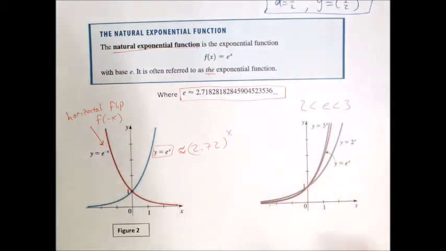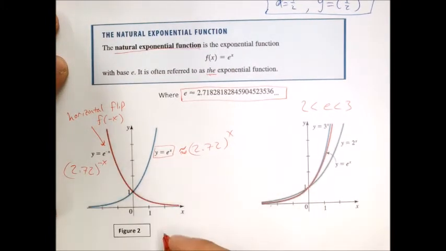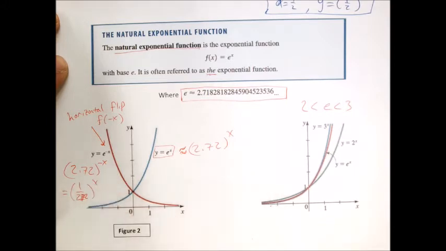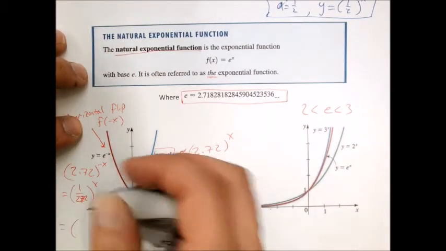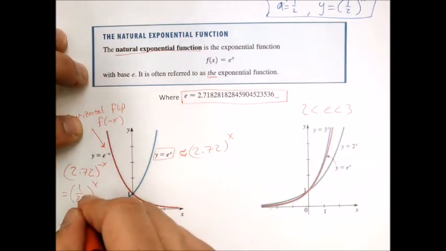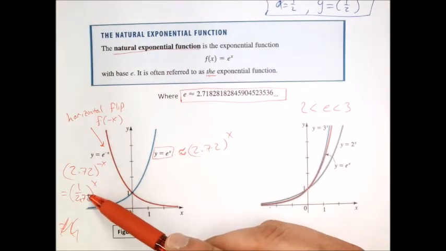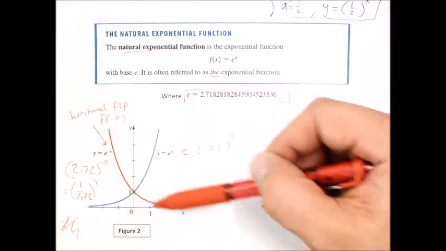The other way to think about that is it's like 2.72 to the minus x, which is the same thing as 1 over 2.72 to the x. Let me make it a little more legible for you. And so it's 1 over 2.72 to the x, and so it's decreasing. The other way to see that as decreasing is because it's a number that's less than 1. It's a fraction. That's the other reason that one would be decreasing.